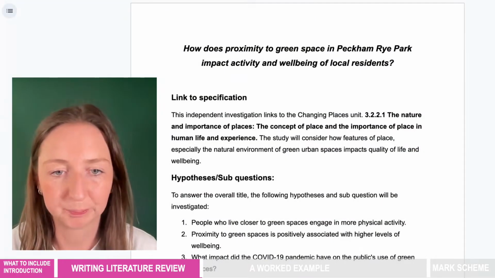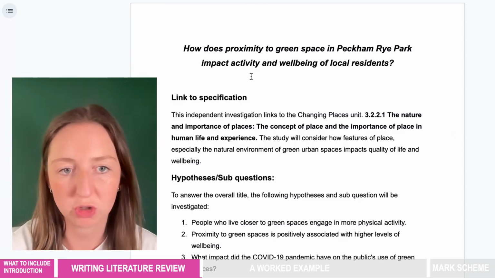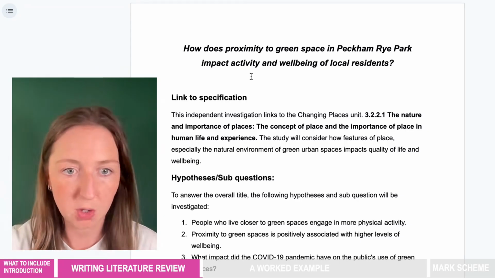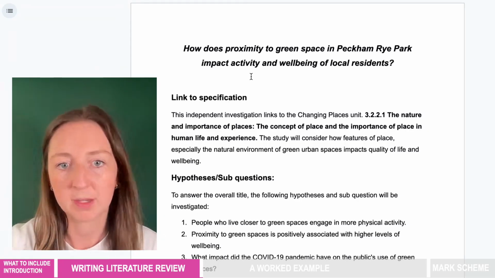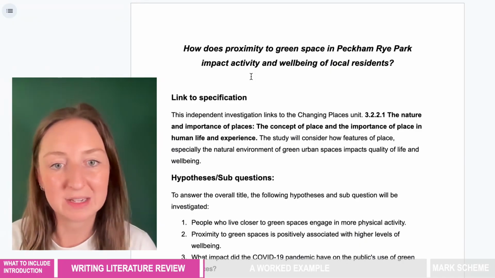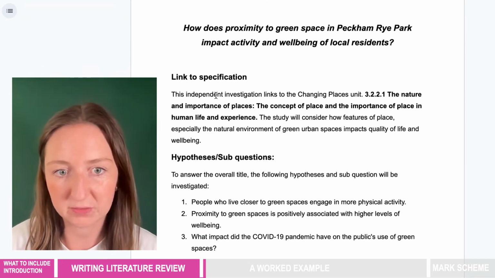Okay, so now let's have a look at where I've written a worked example of my justification of my hypotheses. First of all, I'm just going to show you the structure of it. So here I've got my title, nice and bold, my subheadings. So how does proximity to green space in Peckham Ride Park impact activity and well-being of local residents? Under my title, I have my link to the specification.